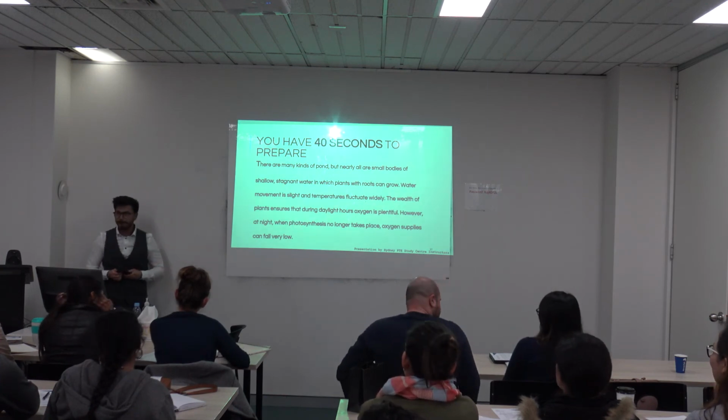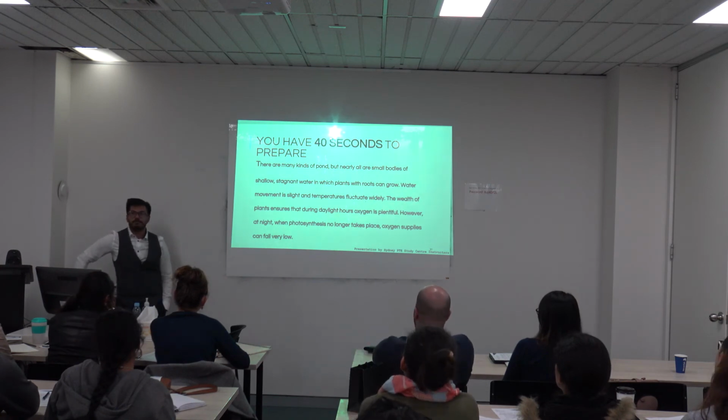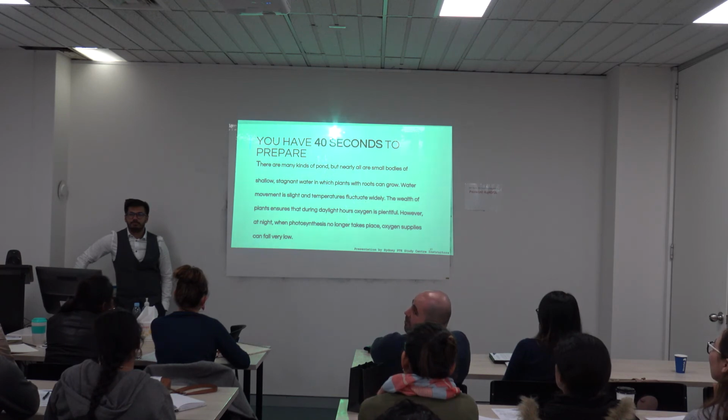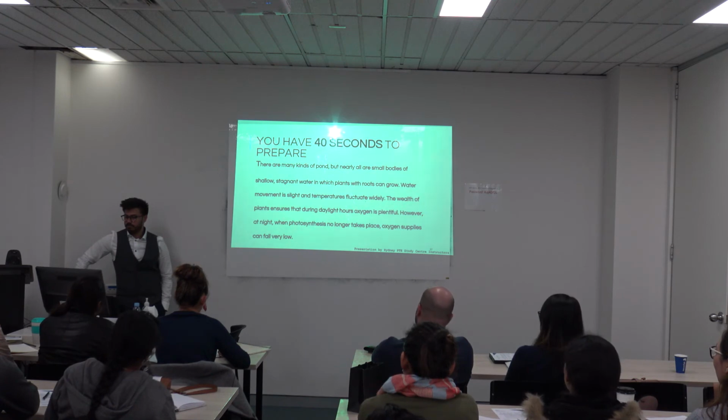There are many kinds of ponds, but nearly all are small bodies of shallow, still water in which plants and fruits grow. Water movement is light and temperature is fluctuating. With the wealth of plants and trees during their lives, oxygen is plentiful. However, at night, when photosynthesis no longer takes place, oxygen supply is more variable.